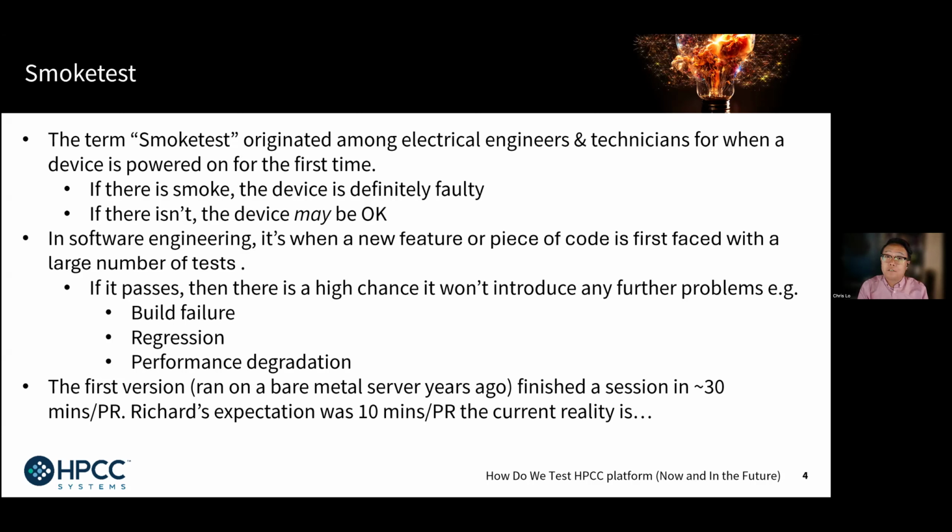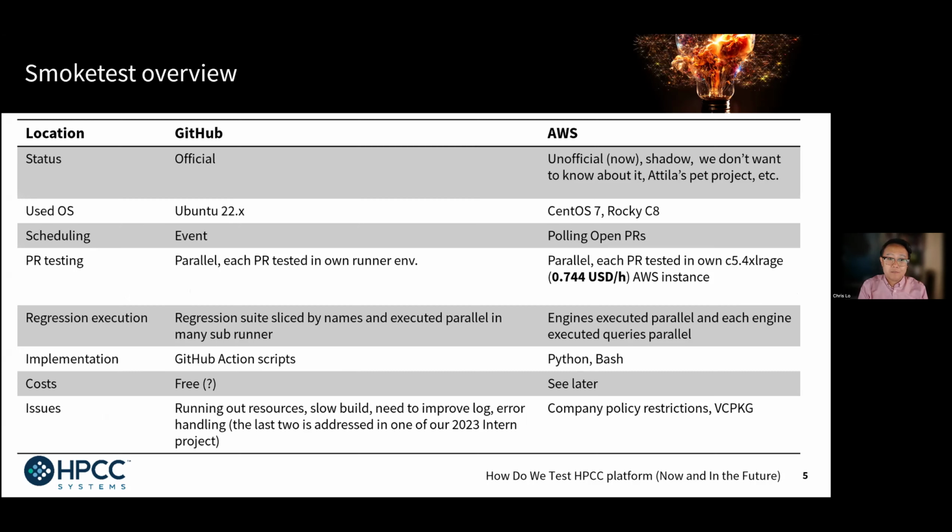The first version of our smoke test was implemented and executed on a bare metal blade server about 8 years ago. And since then, our initial implementation, we moved it to VMs inside our company's servers, and then as well as a managed OpenStack environment. Our current iteration is actually inside a cloud environment, and it's located in two places. One is inside AWS, and the other is inside GitHub Actions.